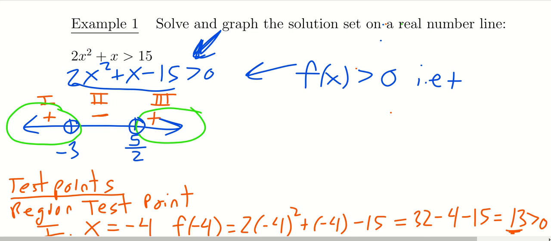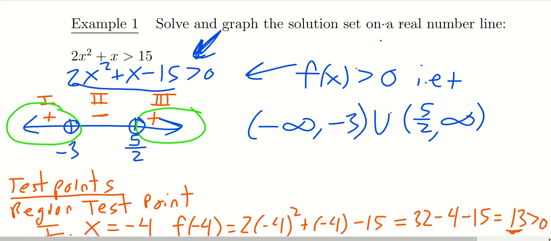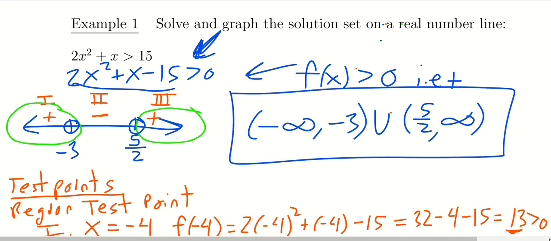So the solution set includes intervals 1 and 3. That is everything from negative infinity up to but not including negative 3. And then union, we have everything that doesn't include 5 halves and to the right towards positive infinity. As we saw before, whenever we're talking about interval notation, that's the proper way to represent the solution set to an inequality. And for the graphed interval, this is what it would look like. So it's everything like this, and those endpoints are not included.